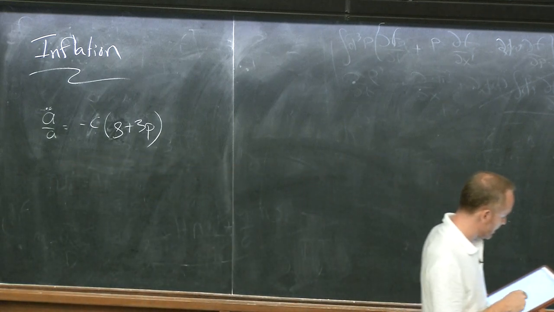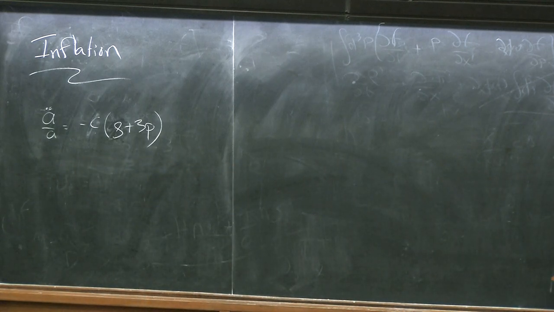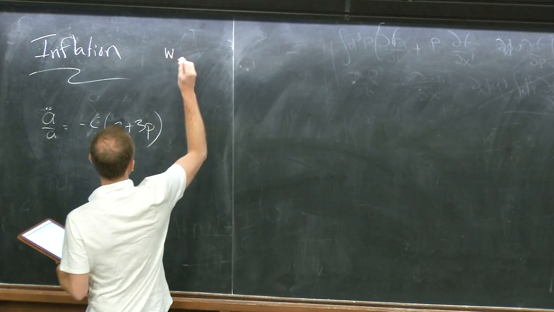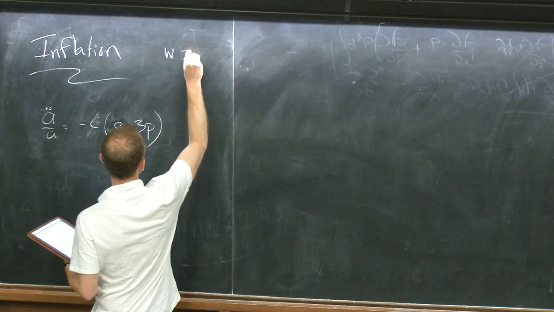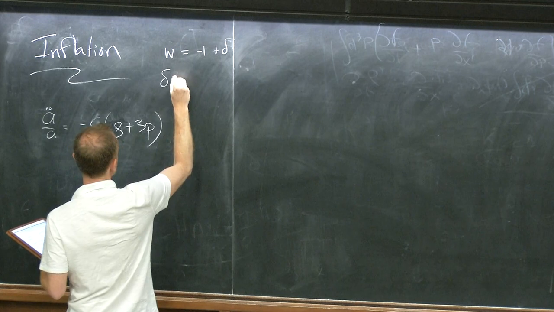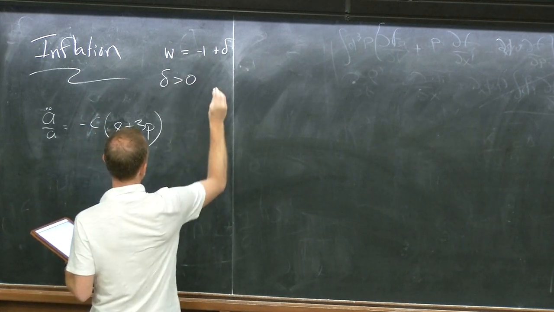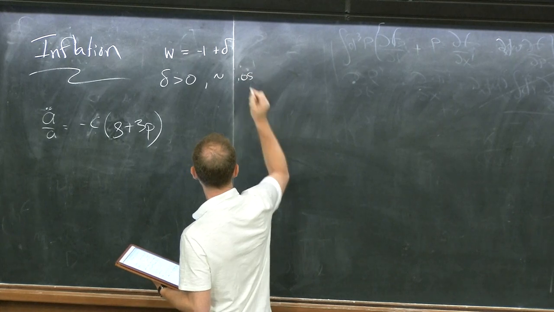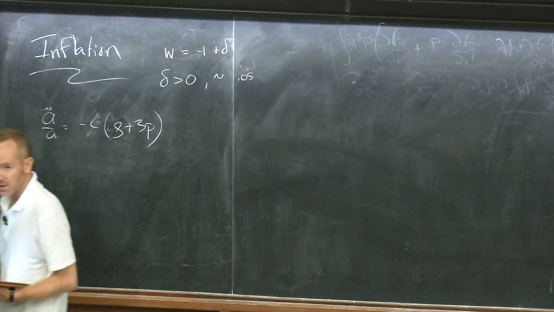What is inflation? It's a period in which the expansion of the universe accelerates. So it's a period in which w is actually close to minus one. Let's write it as minus one plus delta, where delta is greater than zero, and it's of order a few percent, something like 0.05-ish. Its exact value won't be so important.